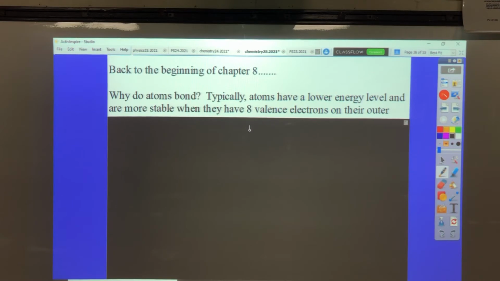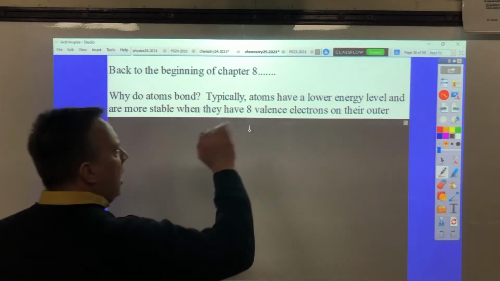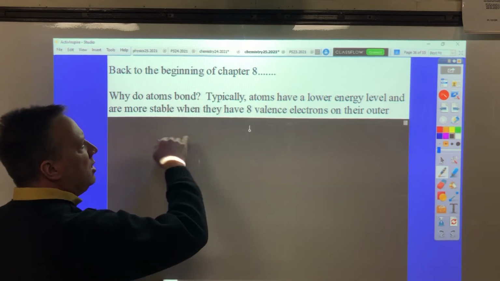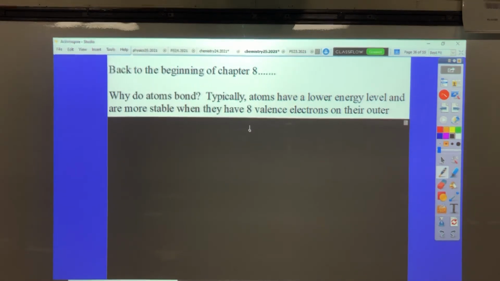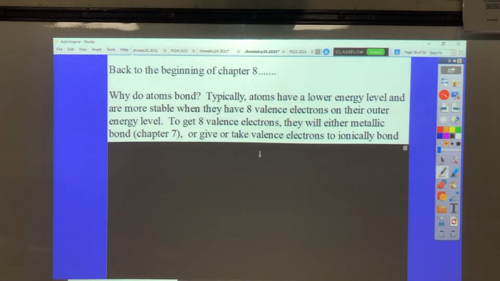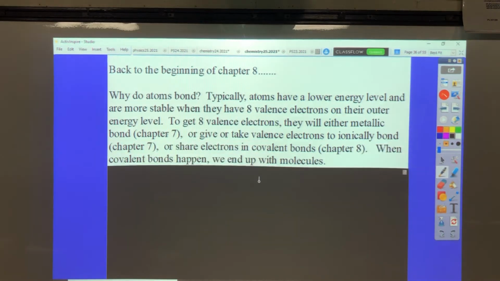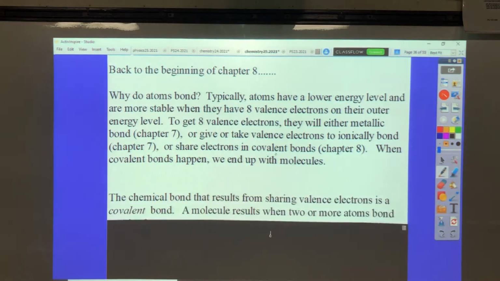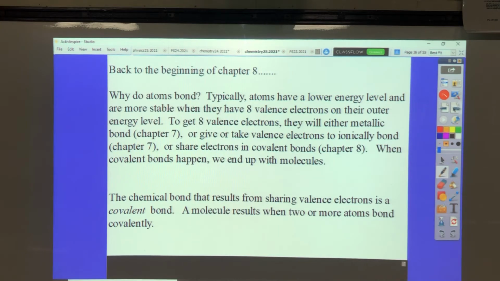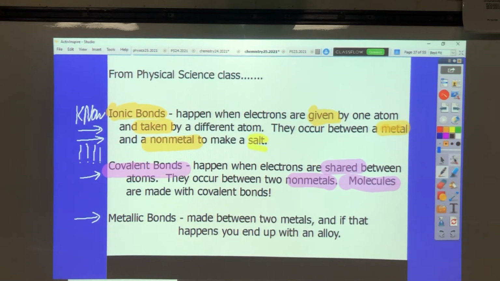So why do atoms bond? The way the rules are, atoms are going to have a lower energy level, and they're going to be more stable when they have 8 valence electrons on their outer energy level, with the exceptions that we've just discussed. To get 8, they're either going to metallic bond, like two metals did from chapter 7, or they're going to give and take valence electrons to ionically bond, which was also in chapter 7, or they're going to share electrons like we're doing in this chapter 8 to get covalent bonds. When covalent bonds happen, we end up with molecules. This is the important one.